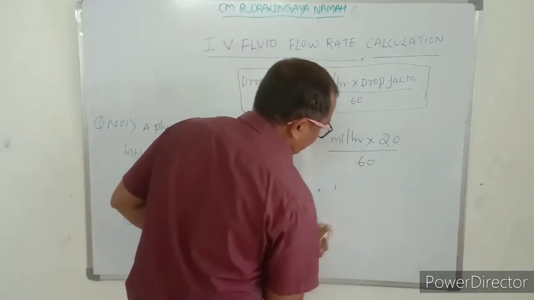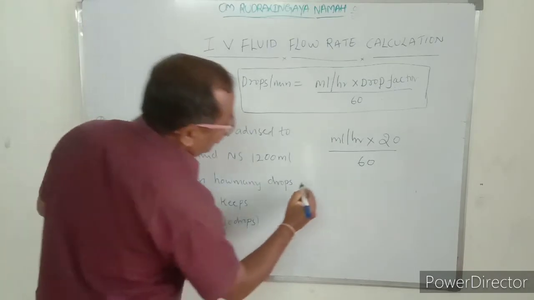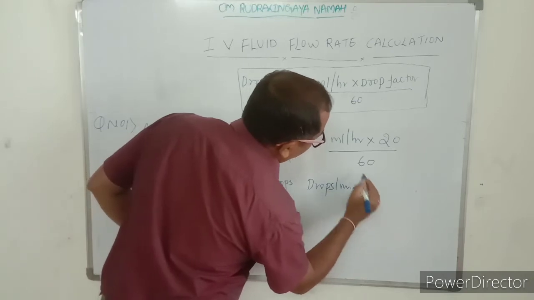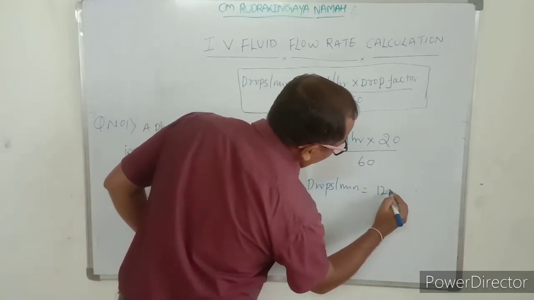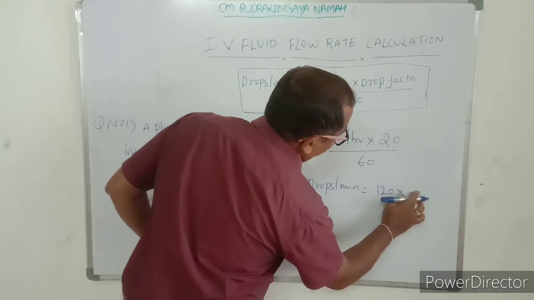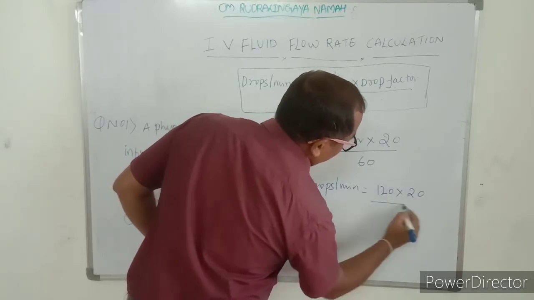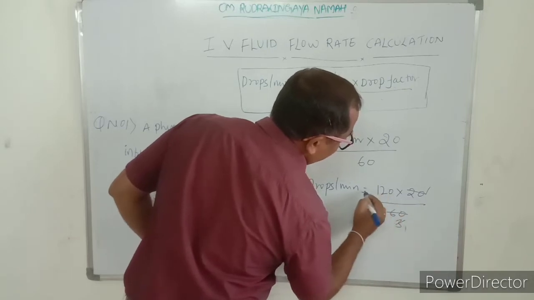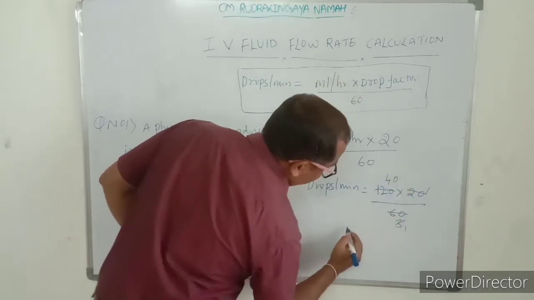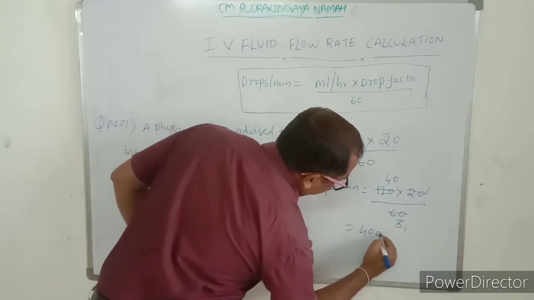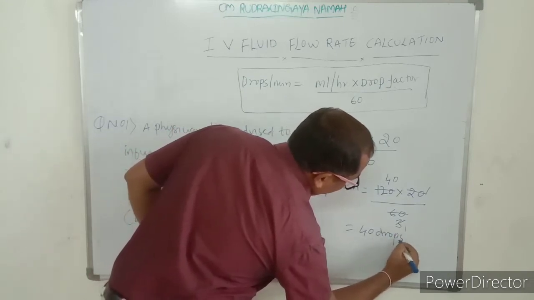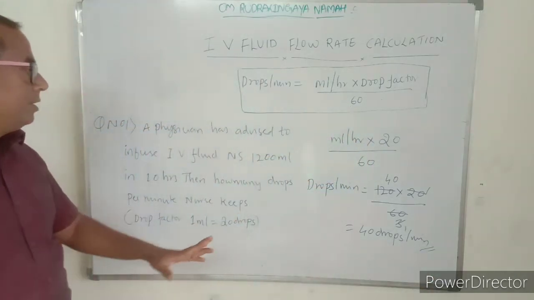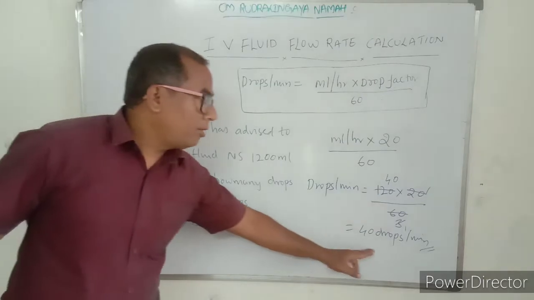Okay. So that is drops per minute is equal to ml per hour, how much we have got? 120. Okay. And the drop factor is 20 divided by 60. So 20 ones are 20, 3 twos are 6, so 120 into 20 divided by 60 is 40. So we have got 40 drops per minute. So this is the answer for this question. Okay. So the nurse has to keep 40 drops per minute.